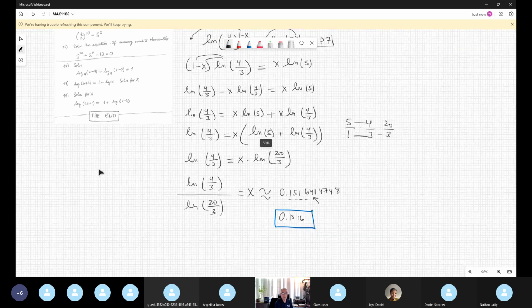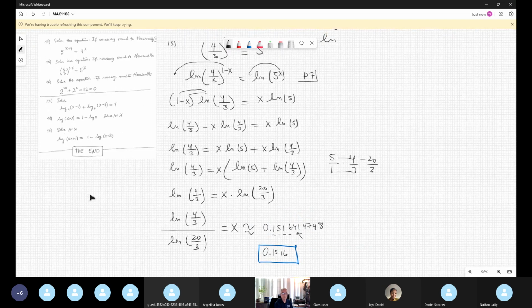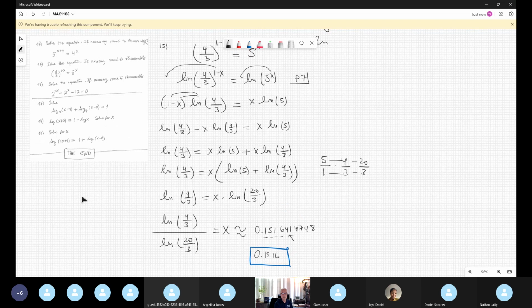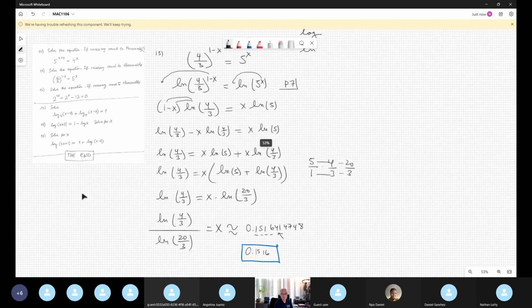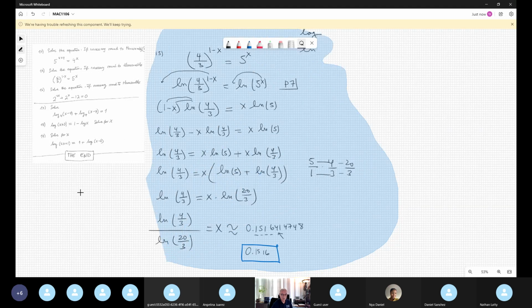Are you feeling strong in the exponential equation? Yes or no? Yes. Yes. Let's move on to one more, a little bit weird.